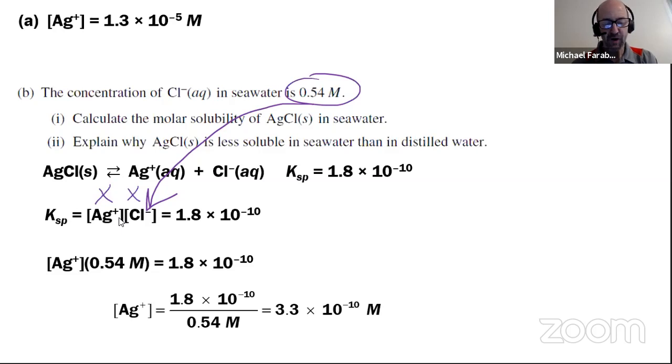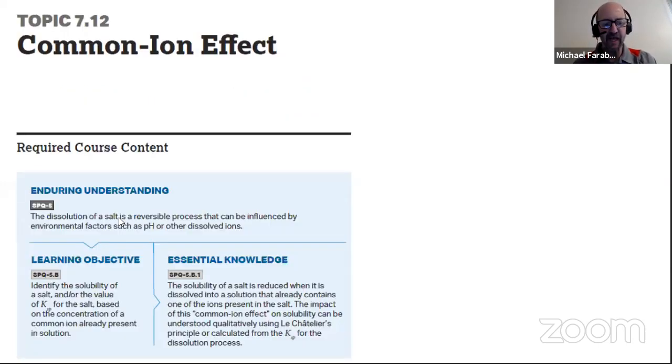So that lower concentration tells us that the silver chloride is much less soluble in a solution that already contains a fair amount of chloride ions. This would come from Unit 7 in the AP Chemistry curriculum, the common ion effect. So it says here that the solubility of a salt is reduced when it is dissolved in a solution that already contains one of the ions present in the salt.